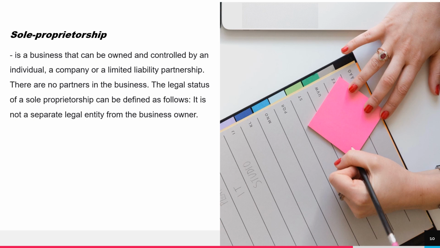is a business that can be owned and controlled by an individual, a company, or a limited liability partnership. There are no partners in the business, so the legal status of a sole proprietorship can be defined as follows. It is not a separate legal entity from the business owner.